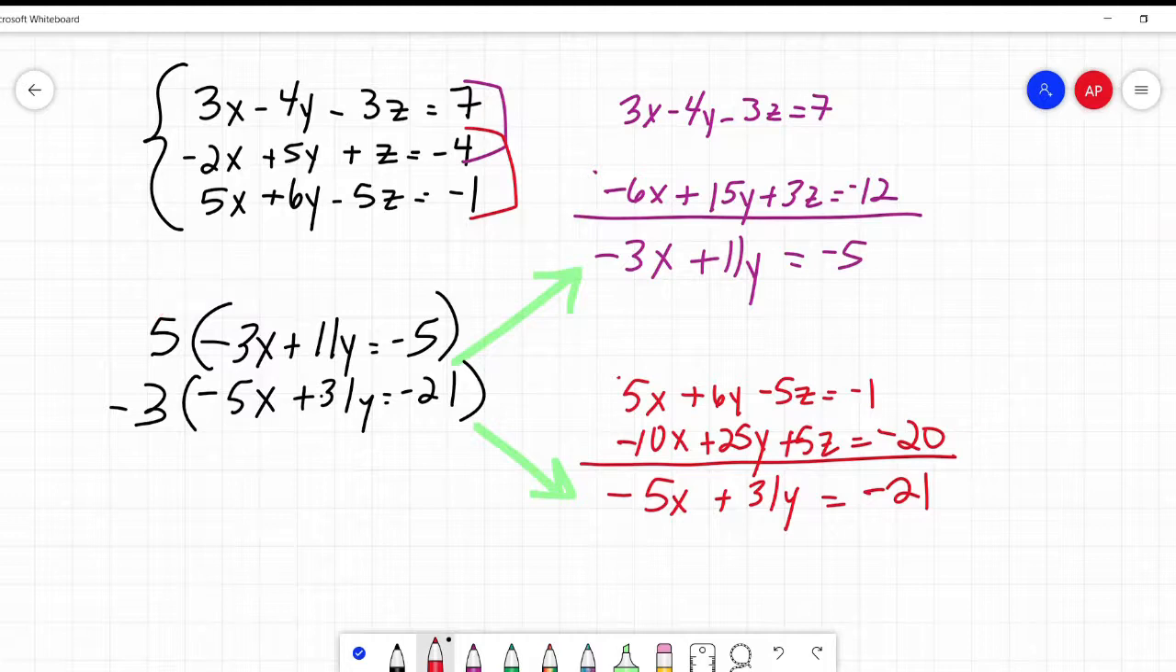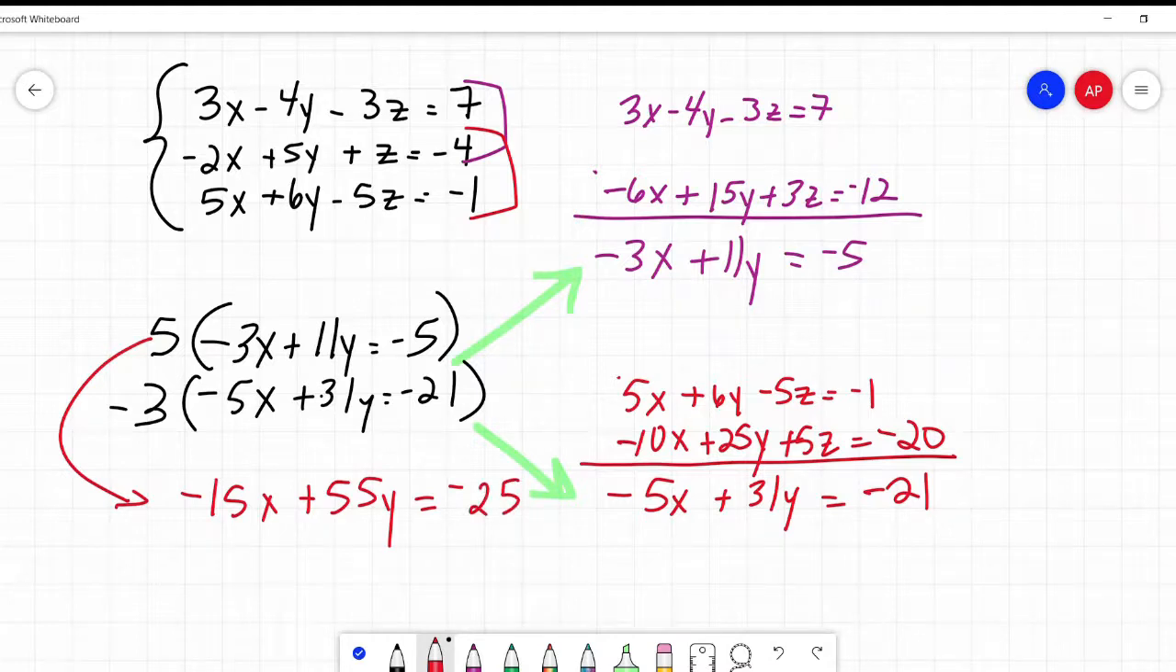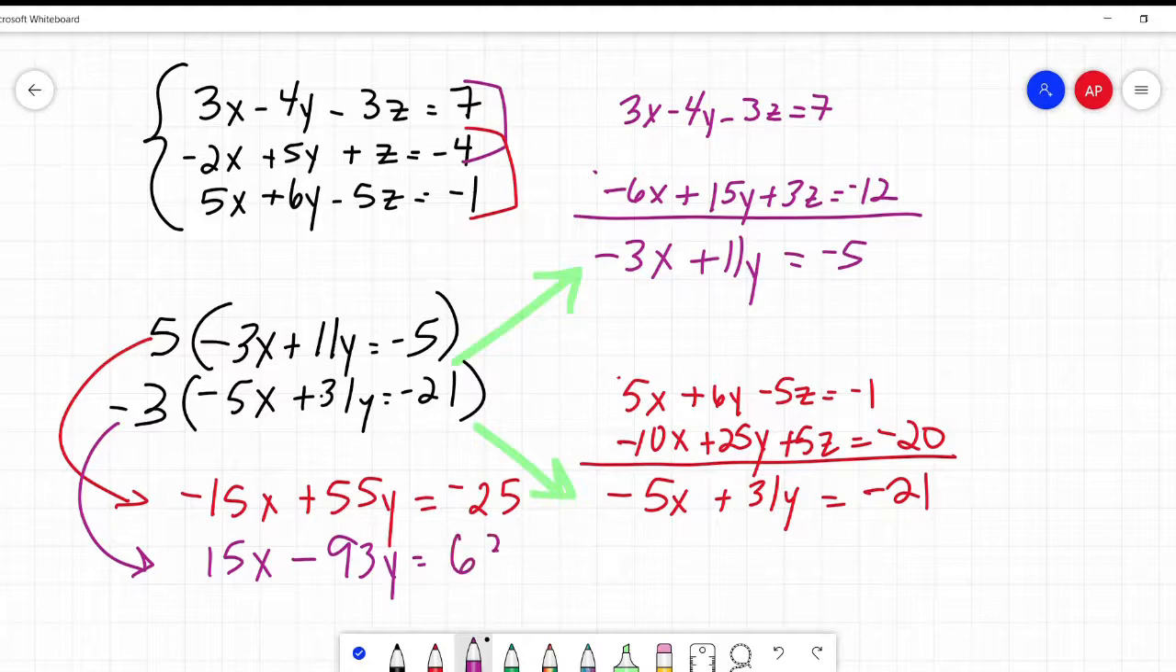Okay, so first 5 times everything. 5 times negative 3x, negative 15x. 5 times 11y, 55y. 5 times negative 5, negative 25. All right, our second one. Negative 3 times negative 5x is 15x. Negative 3 times 31y is negative 93y. Negative 3 times negative 21 is positive 63. Okay, let's add these together.